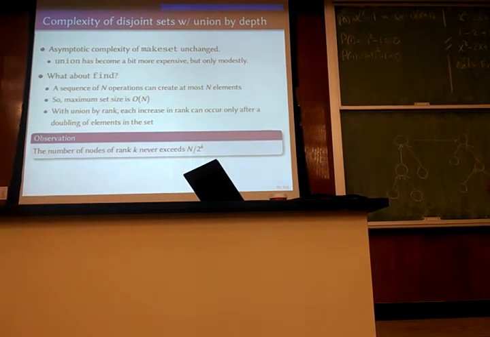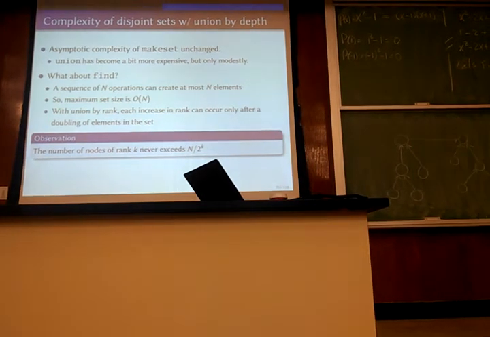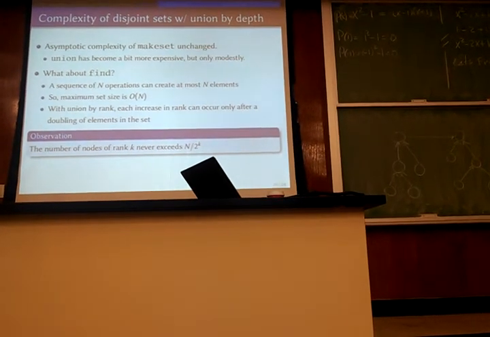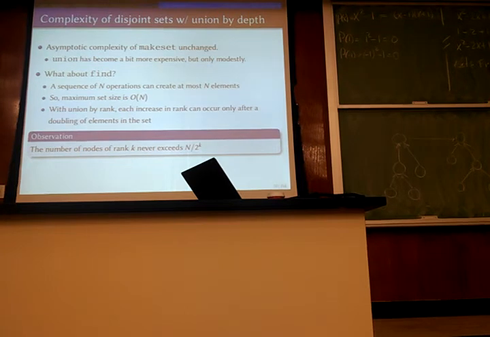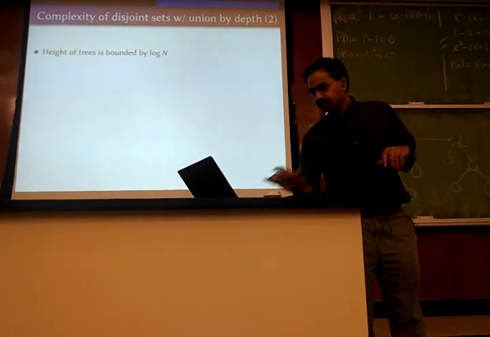Okay. So once the rank can be no more than log n, because rank represents the longest root to leaf path, that tells you that find can also be no more expensive than O of log n. Okay?